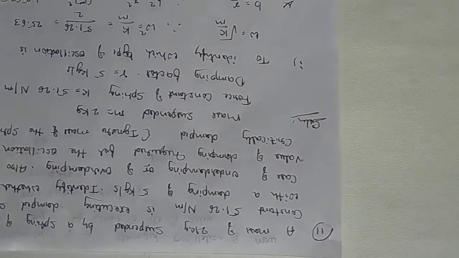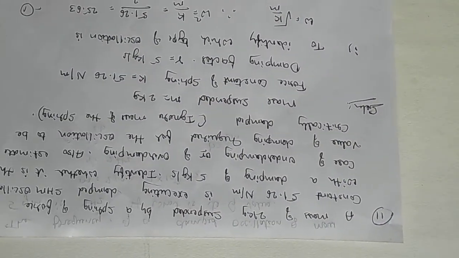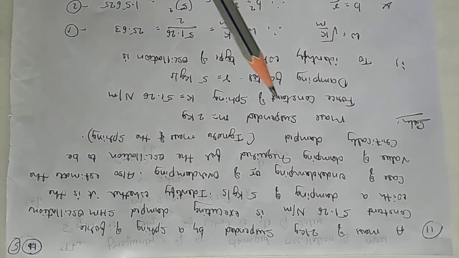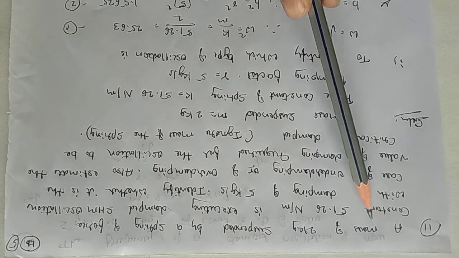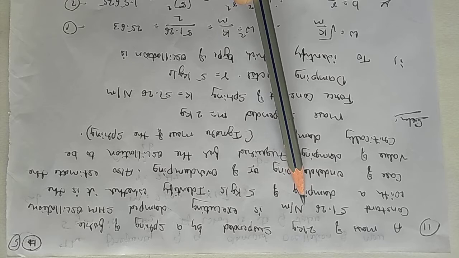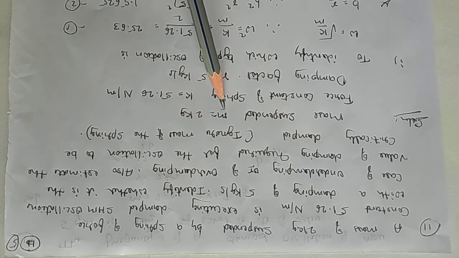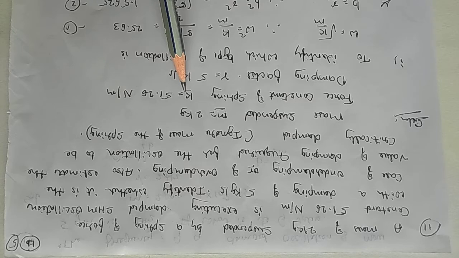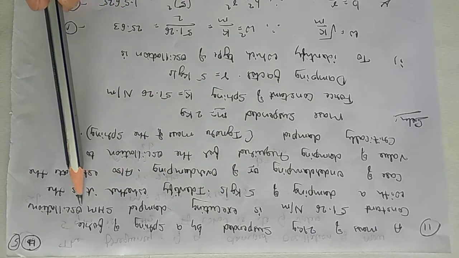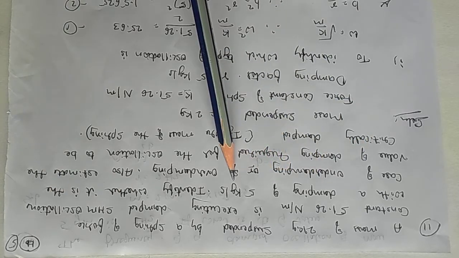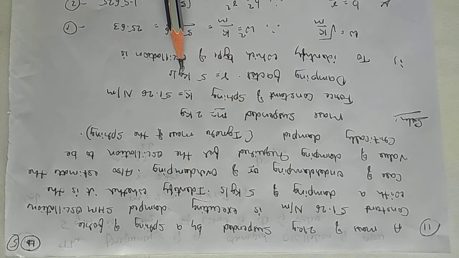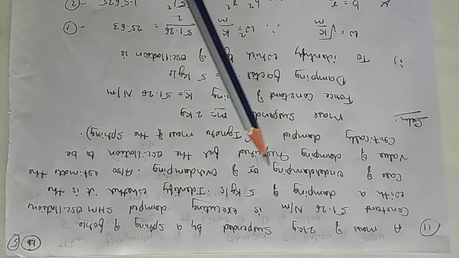Now we'll move to the last numerical of this module. A mass of 2 kg is suspended by a spring of force constant 51.26 Newton per meter. So mass is given and force constant K is also given. It is executing damped simple harmonic oscillation with a damping of 5 kg per second. The damping factor R is given as 5 kg per second.